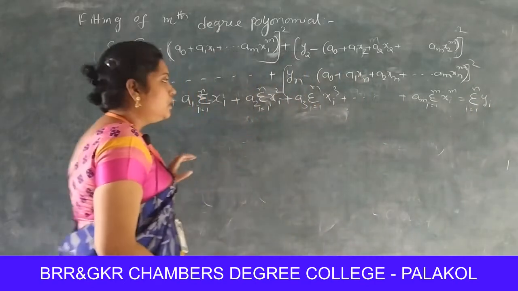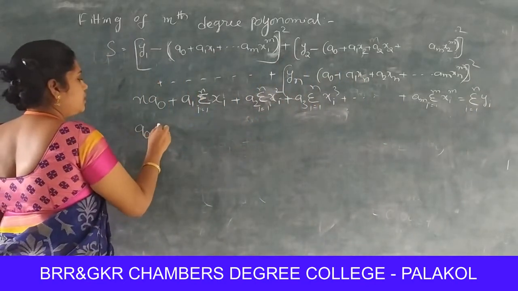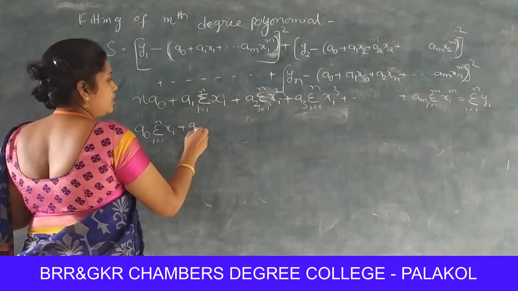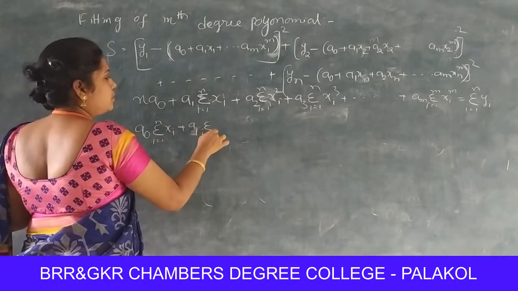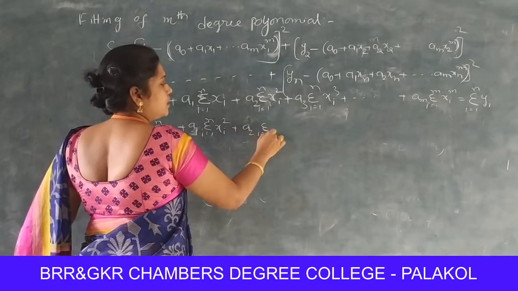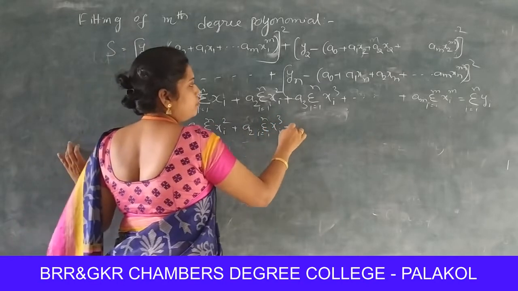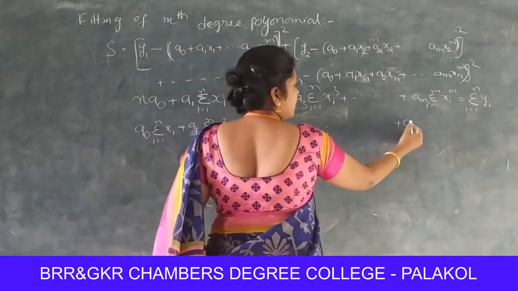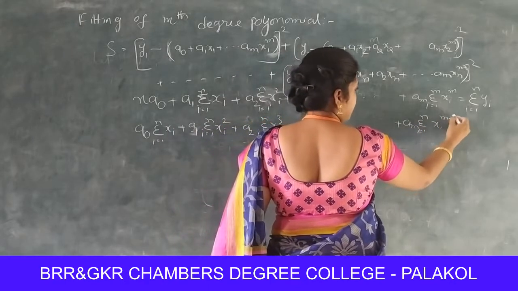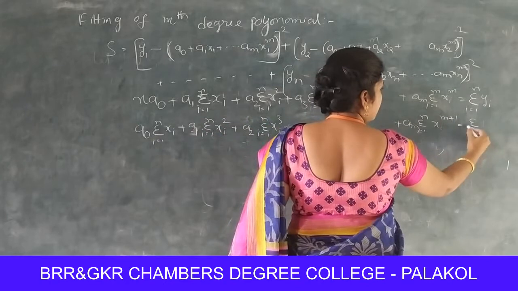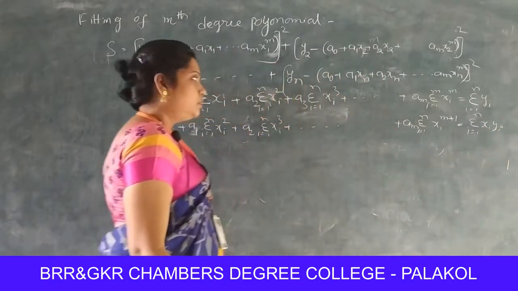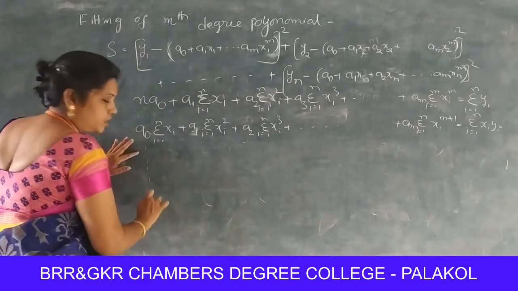The second equation is a0 into sigma xi plus a1 into sigma xi square plus a2 into sigma xi cube, and so on, plus am into sigma xi power m plus 1, that is equal to sigma xi yi, with i running from 1 to n. So, these are the normal equations for the mth degree polynomial.